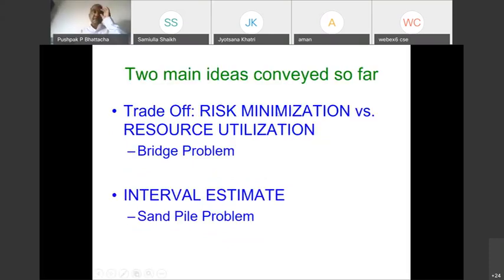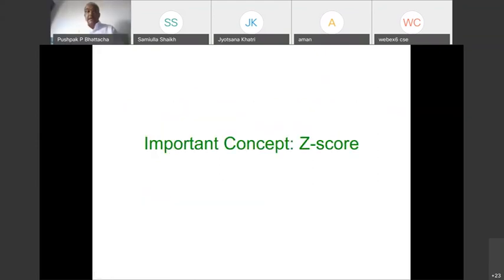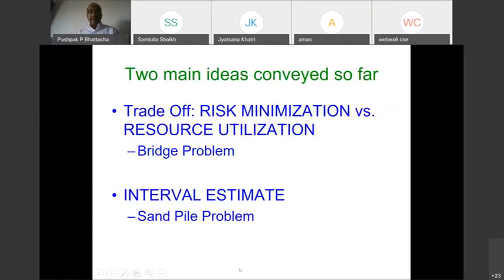One thing is that we looked at risk minimization versus resource utilization by way of motivating the discussion. And what is more pertinent to us is the interval estimate. There, for the first question, risk minimization versus resource utilization, we took the bridge problem. For the interval estimate, we took the sand pile problem. Okay. And there it was handled by a very important concept, the Z score. Z score is a vital instrument for us. Let me just remind you about this. And interval estimate is all we need for the moment.